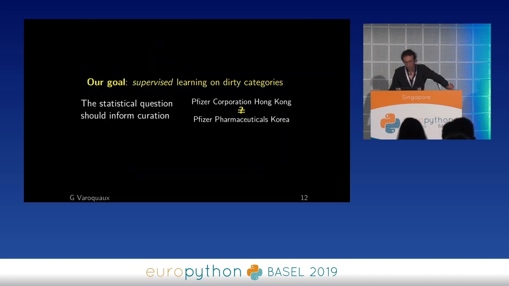So our goal here is not database cleaning, it's working directly on the dirty data and doing good machine learning on the dirty data. Really, the point being that the statistical questions, so the supervised learning problem, should inform the curation. And ideally, we should even curate.